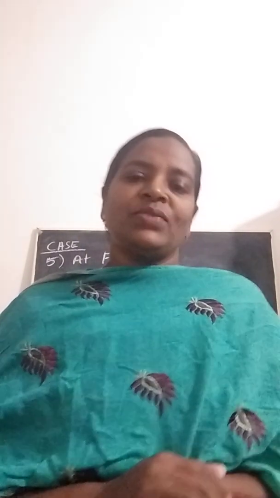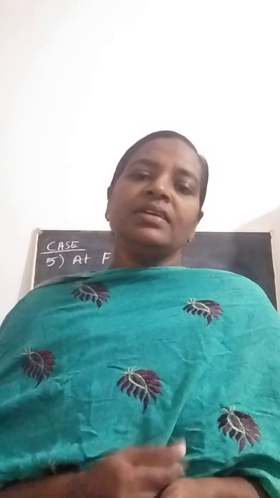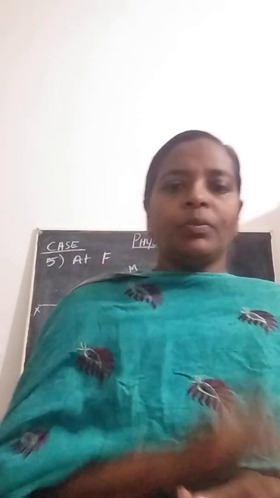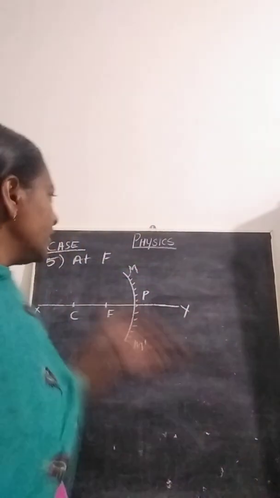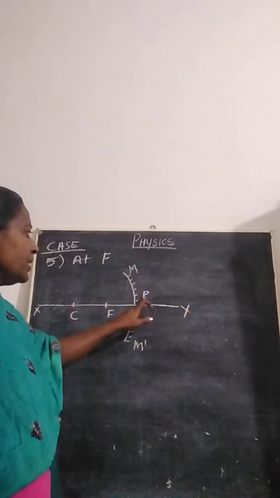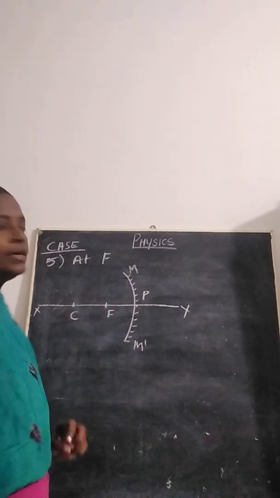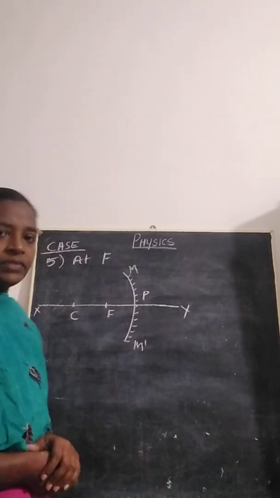Hi children, now we discuss the fifth case of a concave mirror, and here a ray diagram is ready with some of the important points. I'll tell you what points are already marked in the ray diagram. Here we have the same concave mirror having the aperture M M dash. P is the pole of the mirror, F is the principal focus of the mirror, and C is the center of curvature of this particular mirror.